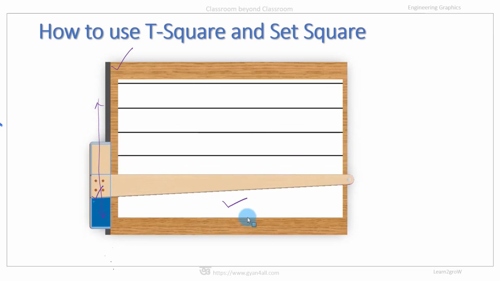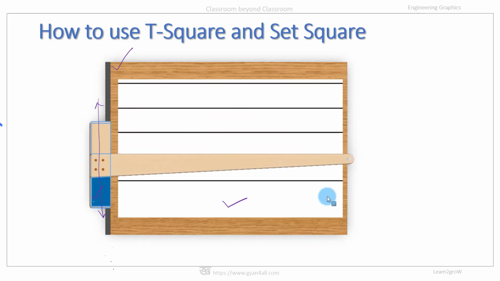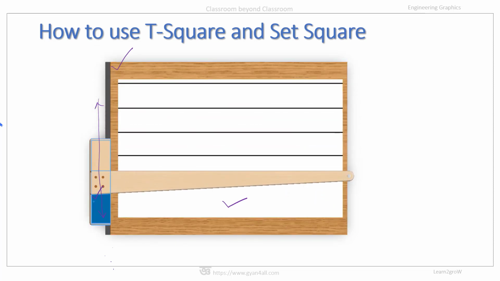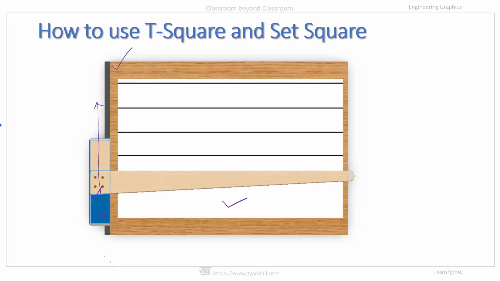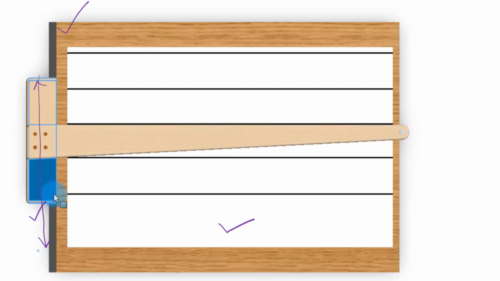It can go up and down, and if we want to draw a horizontal line with the help of a T-square in a particular position, we have to take the T-square to that required position. Say we want to draw a horizontal line like this. So we'll take the T-square to that position, and at this position we can draw the horizontal line with the help of a pencil like this. So the use of T-square is to draw horizontal lines only.